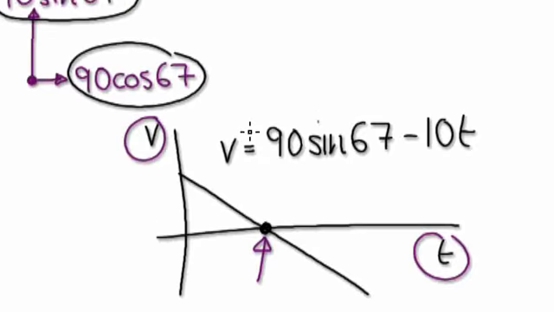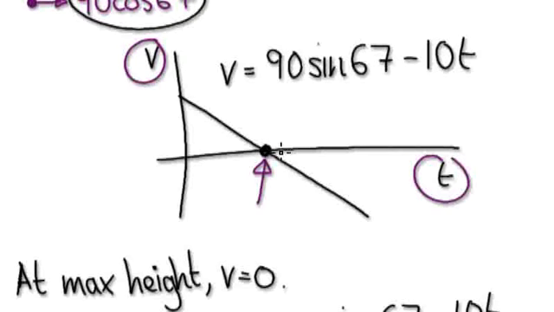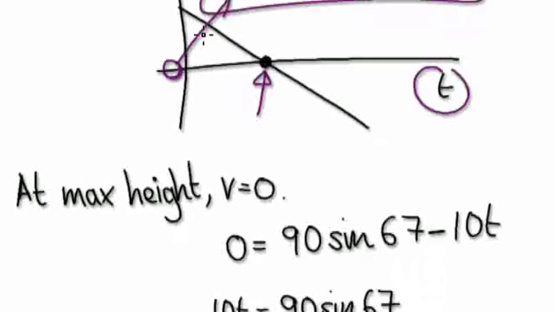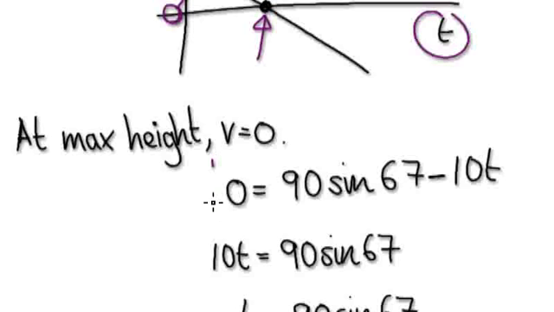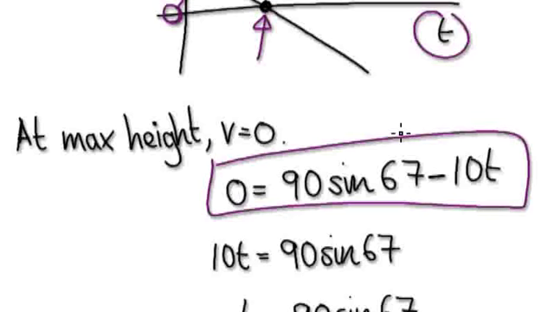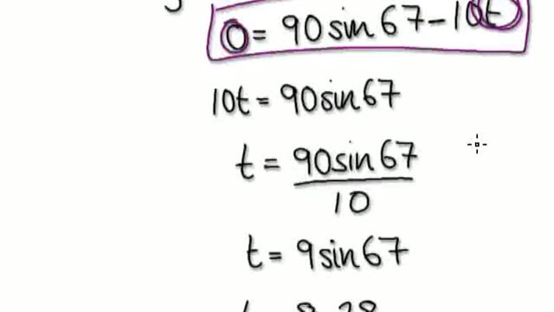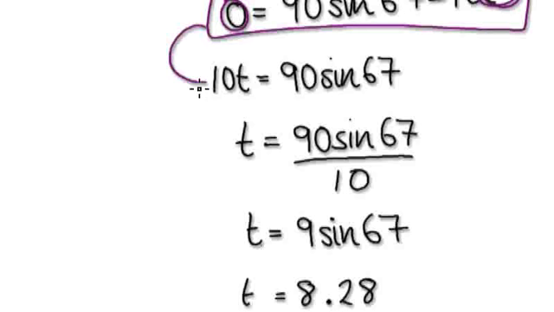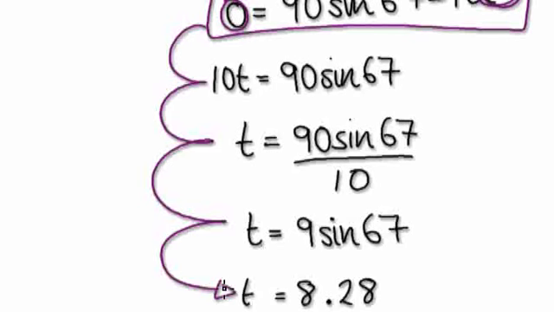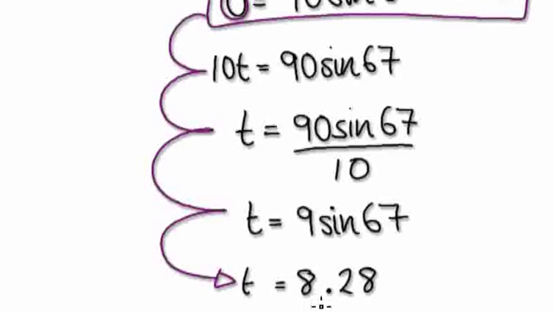So at maximum height, the velocity will be 0. So put 0 into this V here. So this thing here then becomes this, okay? And then basically work backwards to find out the time it takes to get to the maximum height. So this T here, when you put 0 into the V, represents the time it takes to get to the maximum height. So this is the time it takes to get to the maximum height.